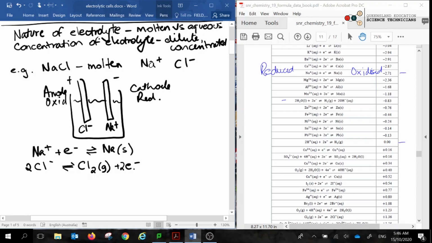The last step to write the net equation is to balance the electrons. I'm going to have 2 electrons here, which means I need to multiply everything in that equation by 2, so my net equation will then end up being 2 sodium ions. The electrons cancel out because they're on either side of the equation. 2 chloride ions, making 2 sodium metal and chlorine gas.